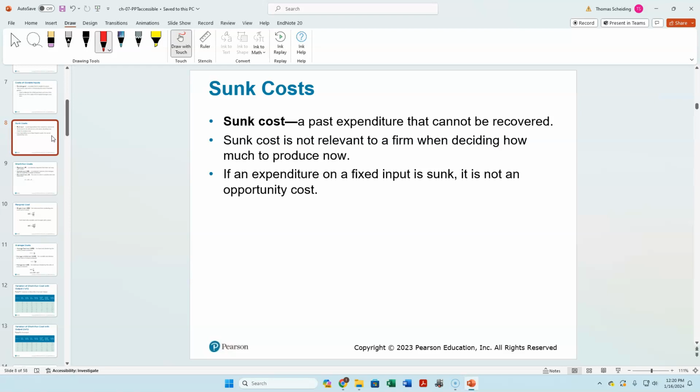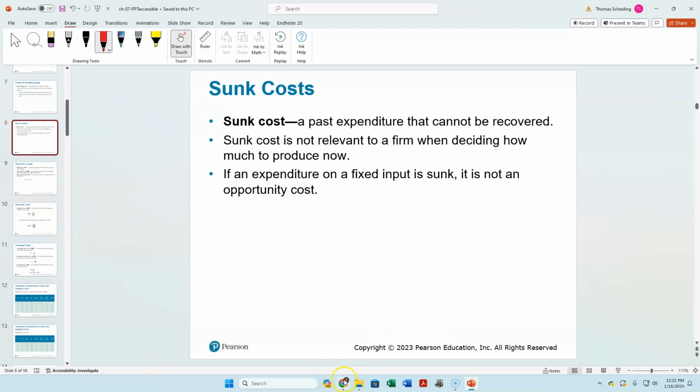And as difficult as it is, you can't look at the sunk costs when you're deciding what to do in the future. That would mean that if I spend money on a large, expensive, durable good, fixed input, you can't look at that as an opportunity cost of what I could have done instead with that money. In this case, it's something that I can't go back on.